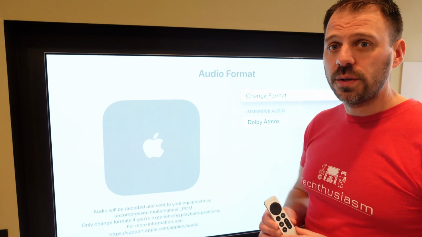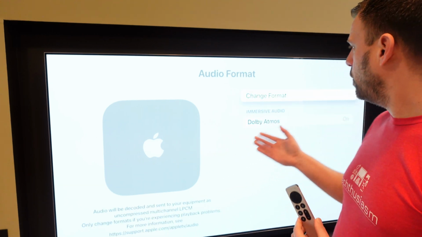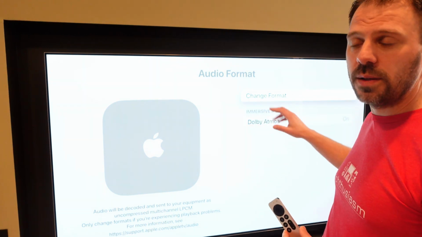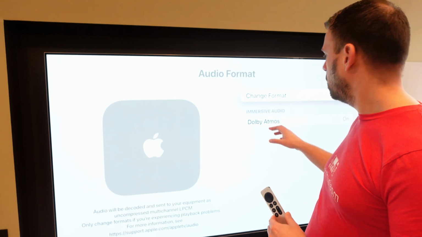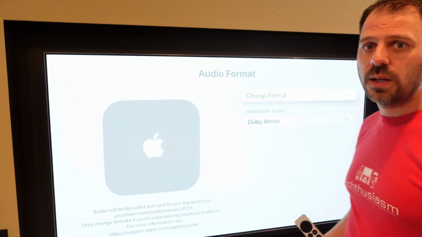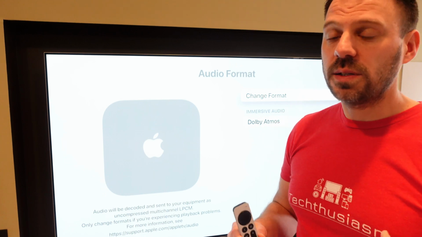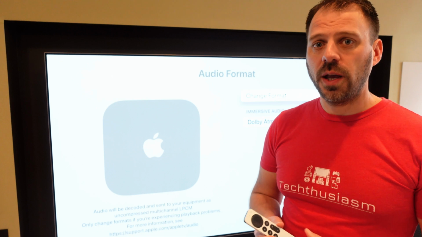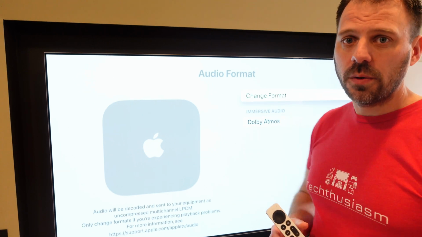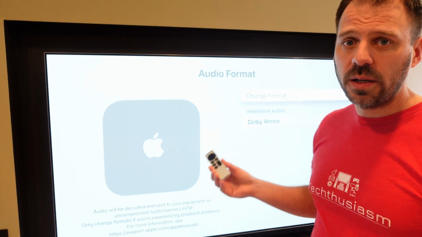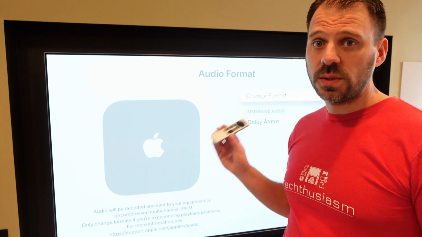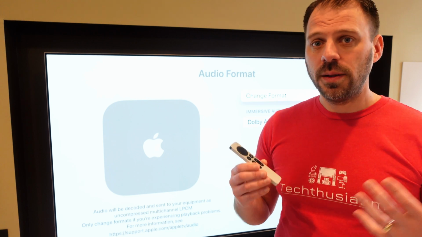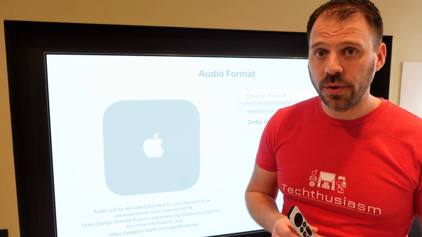What matters more here is the audio format, where we have two options. One is change format, which can be on or off, and then I have an immersive audio entry, which is Dolby Atmos, currently set to on. So if the Apple TV is connected to a system that it recognizes is immersive audio capable, Dolby Atmos capable, this configuration option will show up, and by default, Apple will turn it on. If you don't see this, it means that the Apple TV doesn't think it's connected to a system that can actually process the real immersive audio.